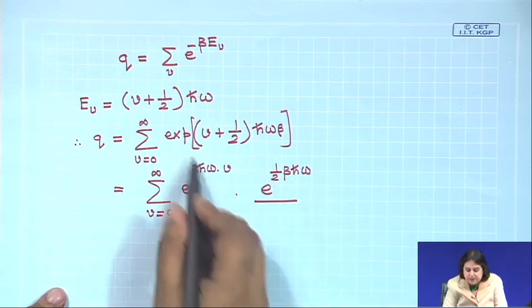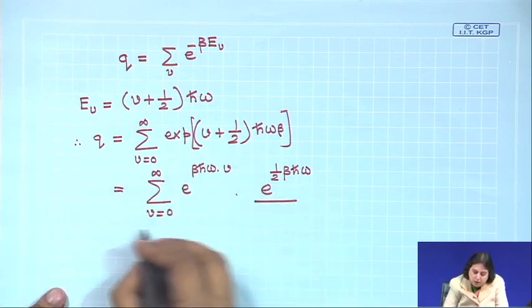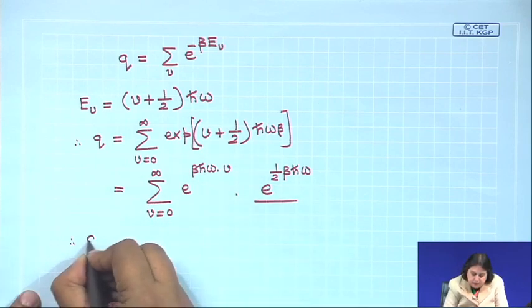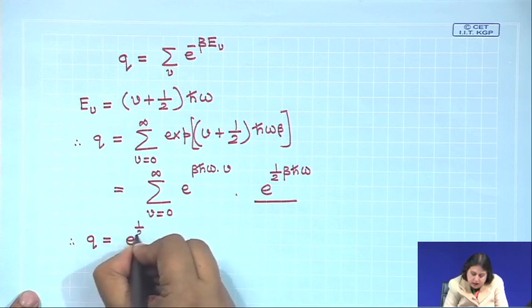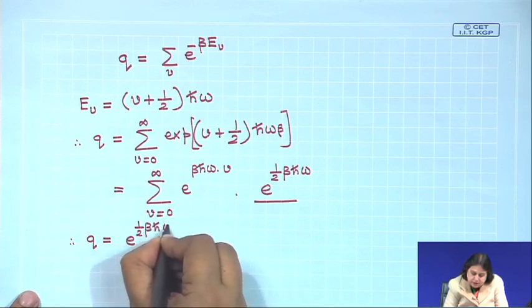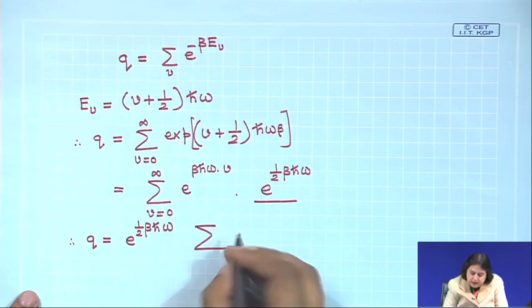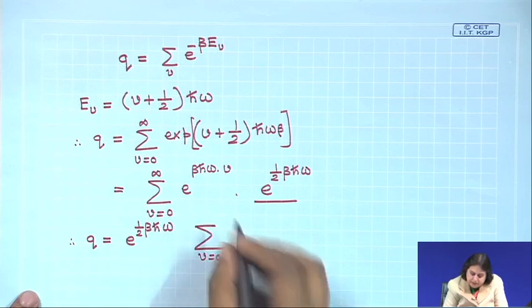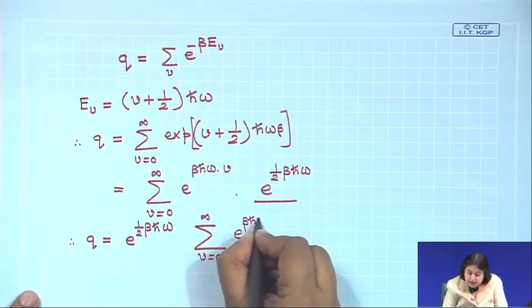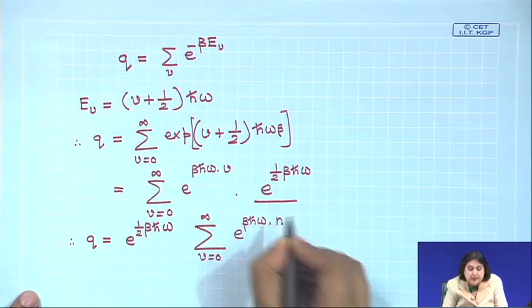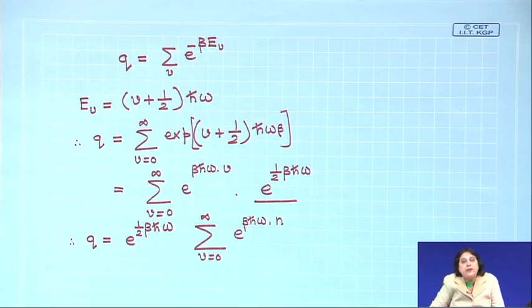Obviously, this term does not depend on the summation index, so I take it out of the summation, and therefore I find that small q is equal to e to the power of minus half beta h cross omega into this infinite summation. And the moment you have some infinite summation, you should be aware that this is something that you need to evaluate if possible for this expression to be practically useful.